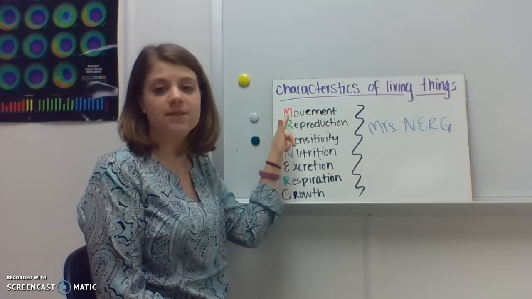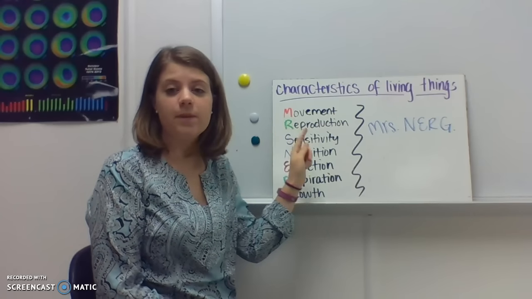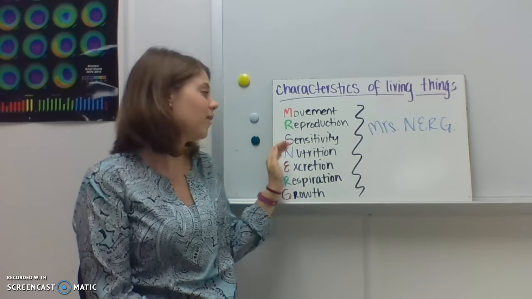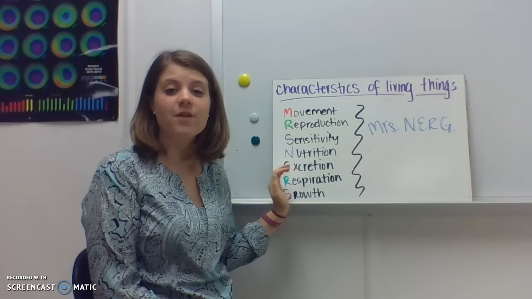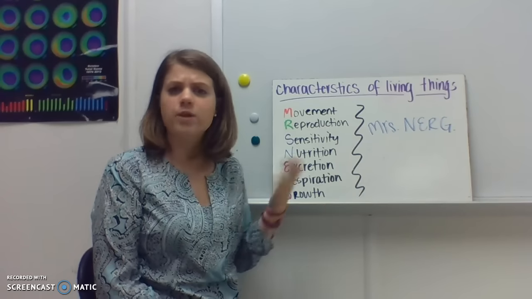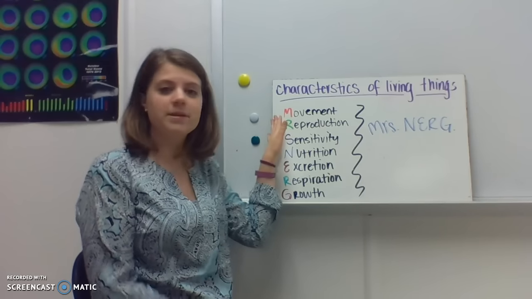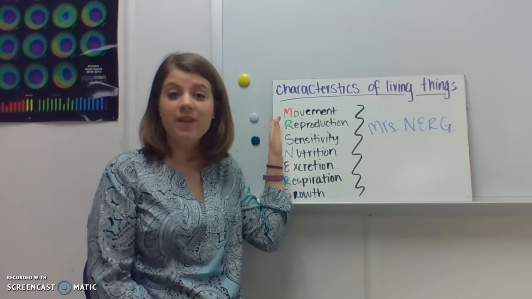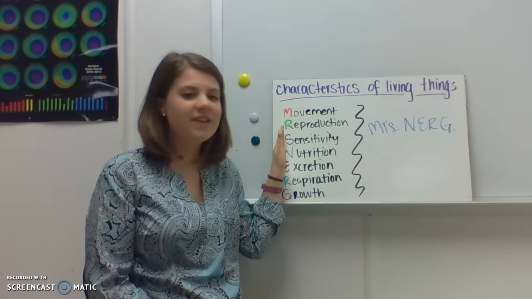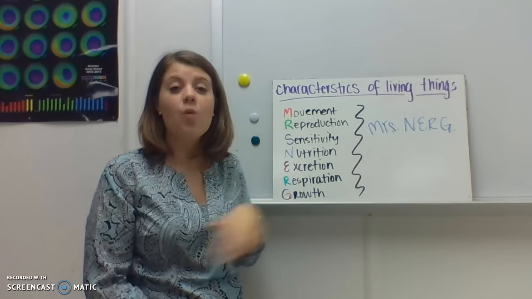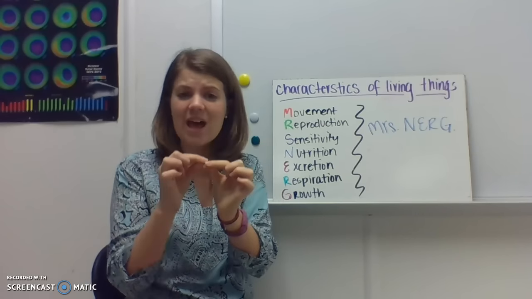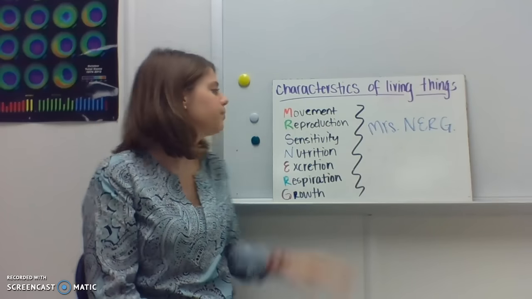The M stands for movement, the R stands for reproduction, the S for sensitivity, N for nutrition, E for excretion, R for respiration, and G for growth. So what do all of these mean? Well, movement, pretty obvious, right? Every living thing will move. Reproduction, every living thing will reproduce, whether it's us humans, whether it's an animal, whether it's a tiny little cell, all of it will reproduce.